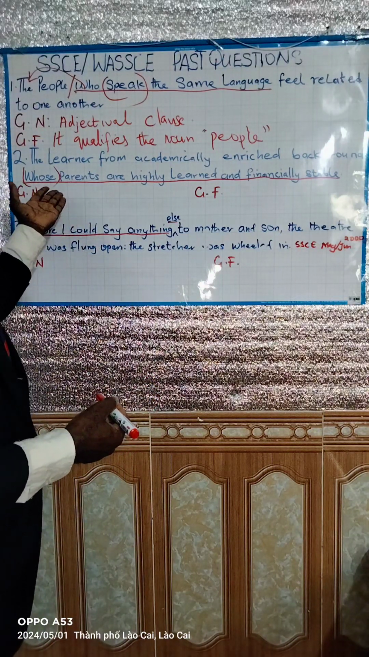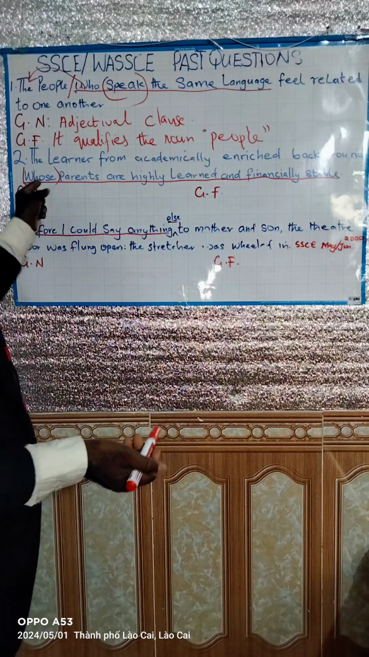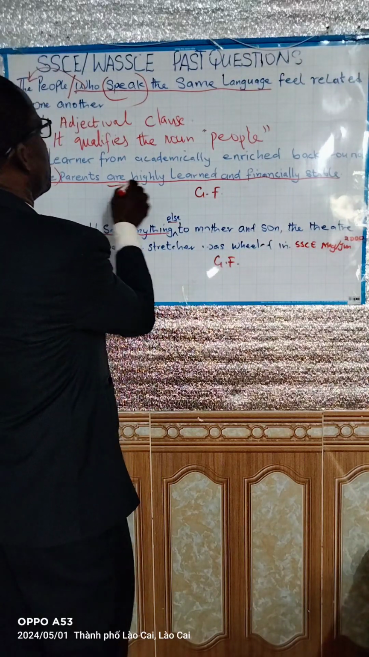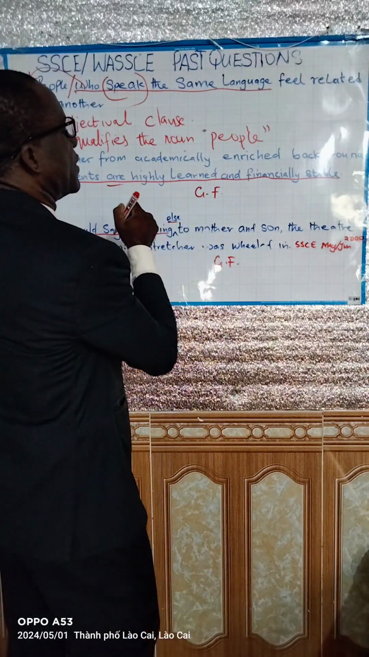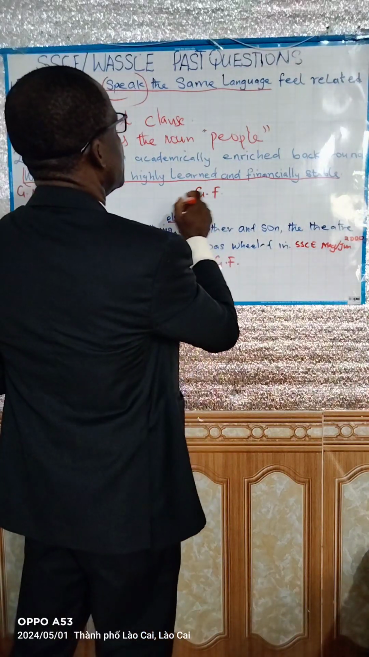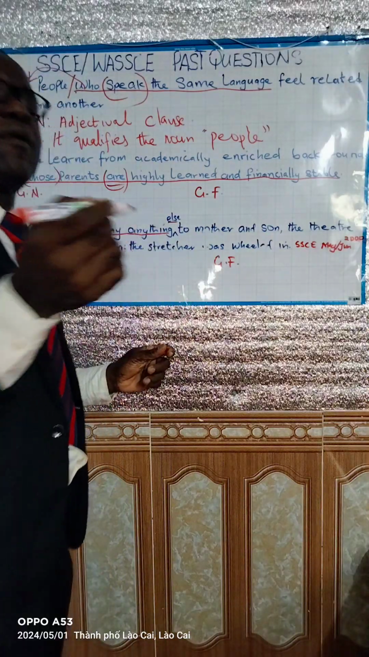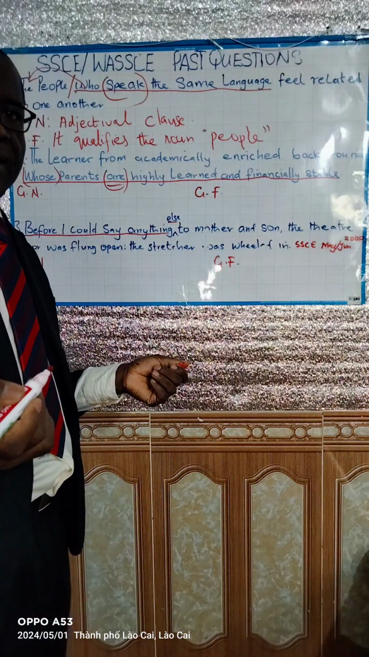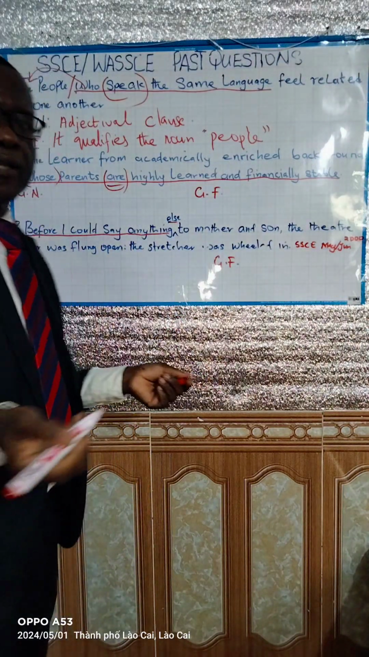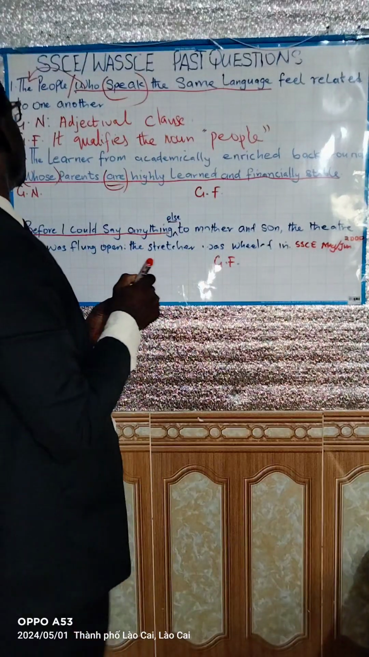Now, test 2, we check if it contains a finite verb. Let's go. Whose parents are highly learned. We have a verb. So this verb here, are highly learned, is a present tense form of the verb is, are. So, are is what? A finite verb. That's test 2.